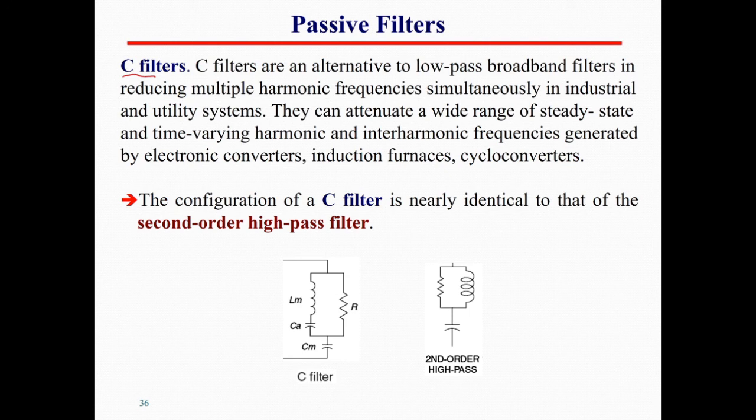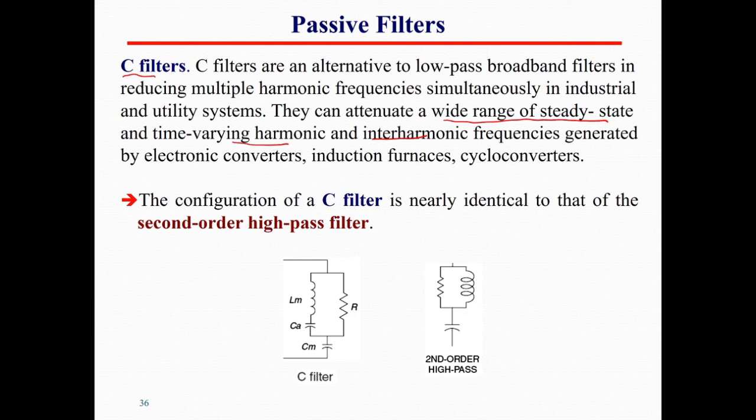C filters are an alternative to the low-pass broadband filter, and they will reduce multiple harmonic frequencies simultaneously in industrial and utility systems. They can attenuate a wide range of steady state and time varying harmonic and interharmonic frequencies generated by converters, induction furnaces, and cycloconverters.